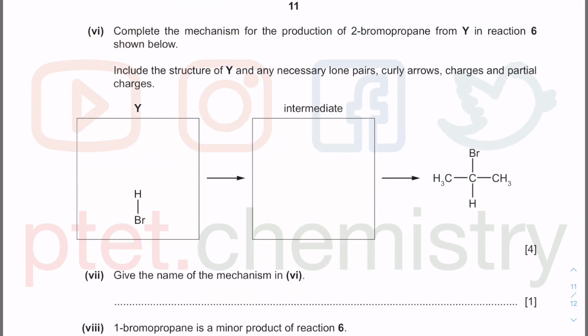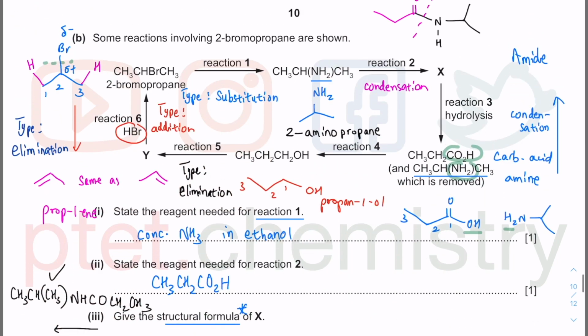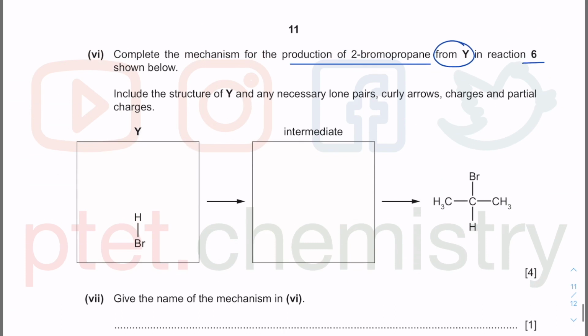I feel this question is a bit long. What do we want? We want to produce 2-bromopropane from Y in reaction 6. Reaction 6 was the alkene, prop-1-ene, adding HBr to give the halogenoalkane, so it's the electrophilic addition mechanism. So we are getting this plus HBr, and then we get this 2-bromopropane there. So we need to complete this electrophilic addition mechanism for alkene.